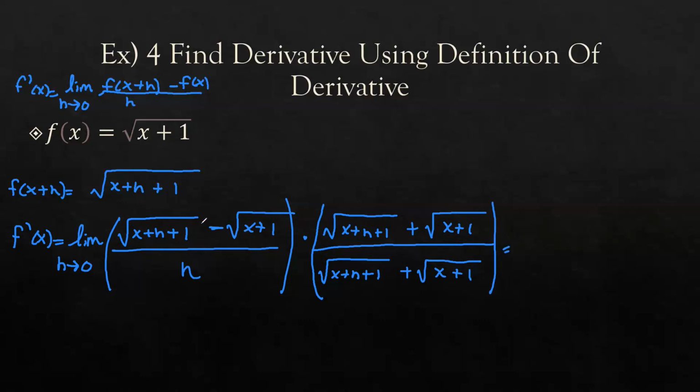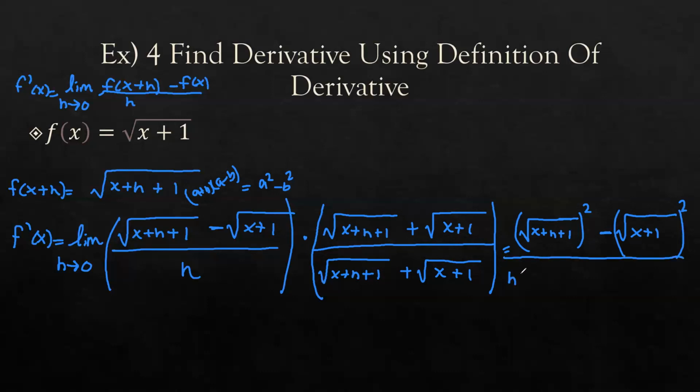And on the top, if you FOIL this out, what's so significant about the top? It's a difference of perfect squares. So really, you can simplify as square root of x plus h plus 1 squared, because it is a perfect square, right? A difference of squares is a squared minus b squared. But I'm not going to go too much in depth because that's really algebra. And then minus square root of x plus 1 squared. And then on the bottom, it's just h.